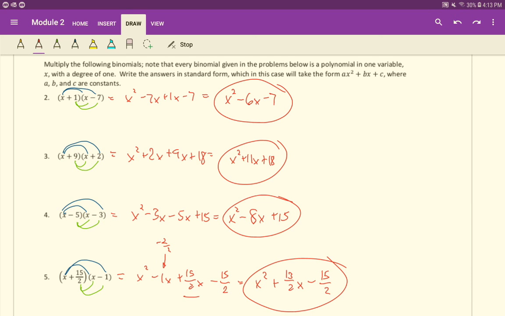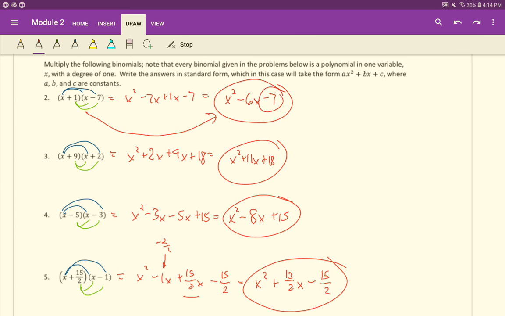And without having to distribute all this stuff out, we can kind of go from here to here if you take a look. So for example, that x squared, that comes from multiplying the x and the x together. This negative 6, where does that come from? Well, it comes from adding these two numbers together, right? Same thing here. 9 and 2 makes 11. Negative 5 and negative 3 makes negative 8. 15 halves and negative 1 makes positive 13 halves, so on and so forth.